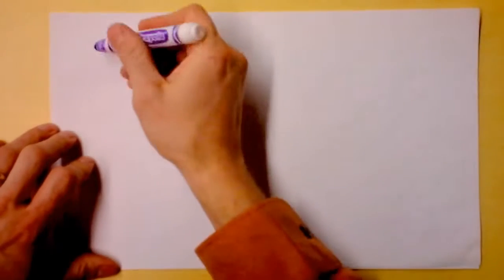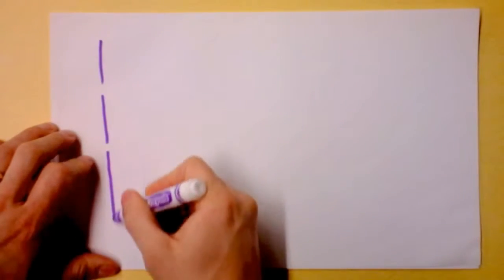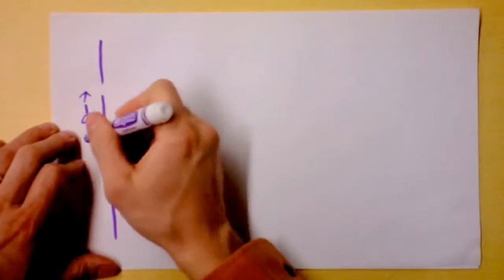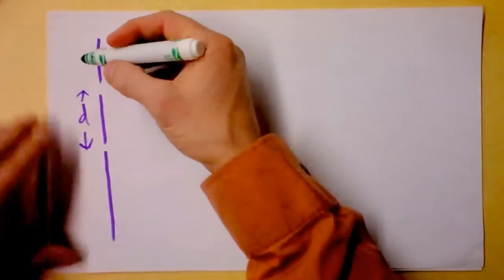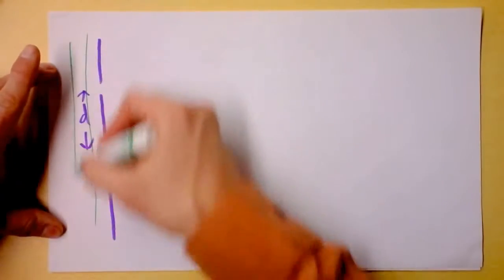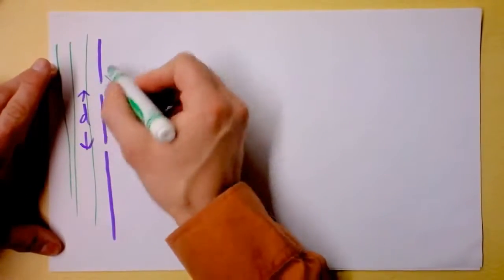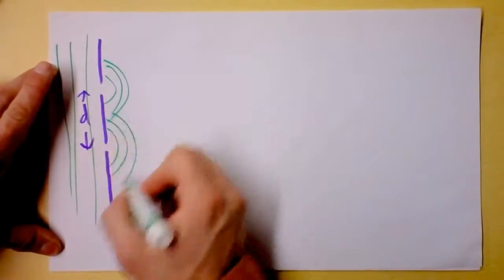I want you to recall the diffraction pattern for a two-slit experiment. You've got some separation D right here, and you've got light coming in. You want to do rays or the plane fronts of the wave. Here they are, the plane fronts of the wave. And then there are waves coming out like this and waves coming out like this, right?